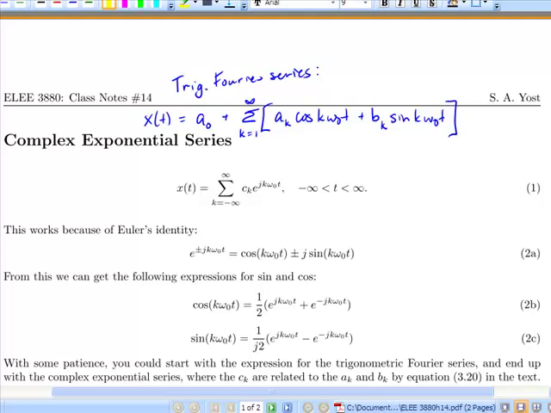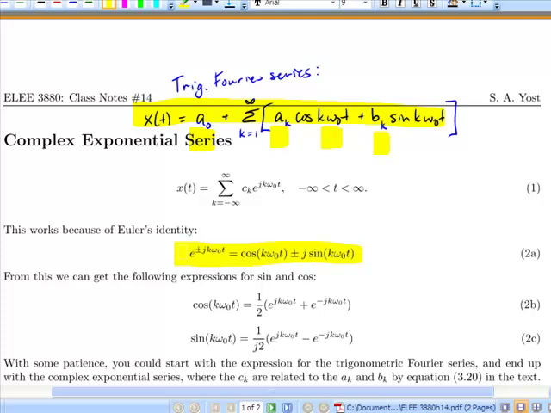So today we're going to discuss complex exponential series. Now remember, in the last class we were discussing the trigonometric Fourier series representation, which was given as this equation, where our main task was to find the fundamental period, which would give us omega 0, and then to evaluate the AK and the BK. That would give us the Fourier series representation in the trigonometric, that is the sine and cosine, format.